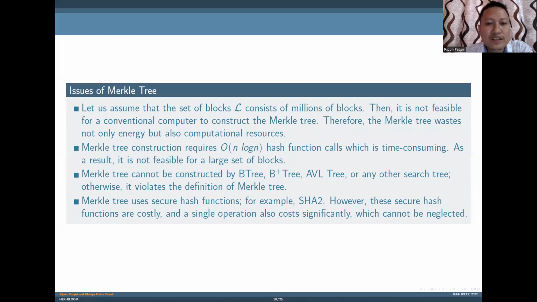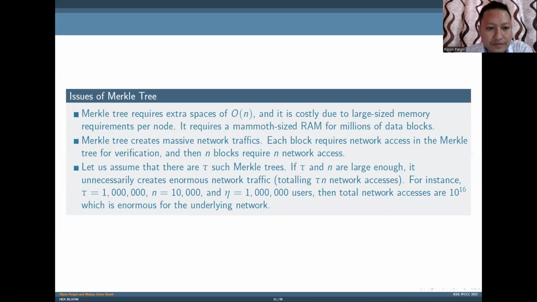Merkle tree cannot be constructed by B-tree, B plus tree, or any other search tree. Merkle tree uses secure hash function to construct the tree. Merkle tree requires extra space of big O n and it is costly due to large memory requirement per node. Merkle tree creates massive network traffic.